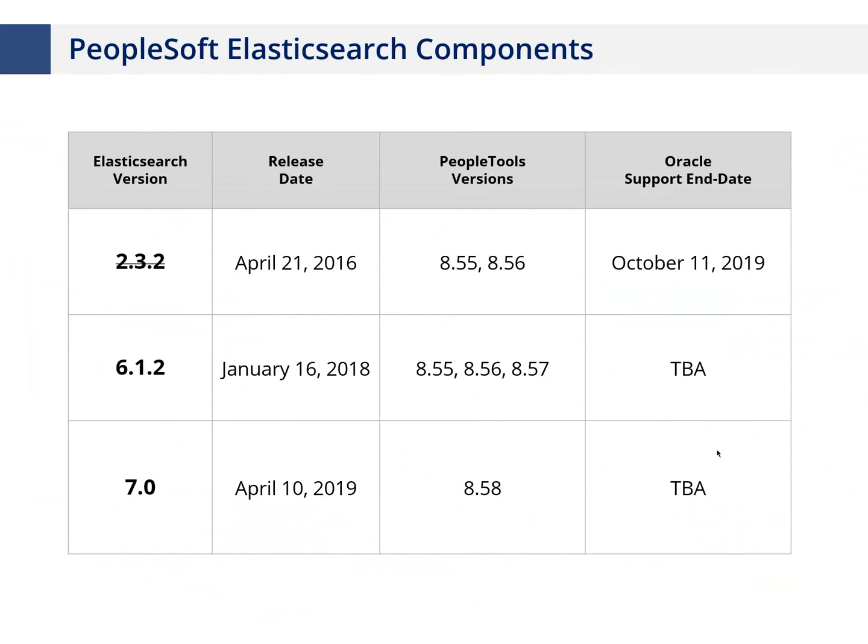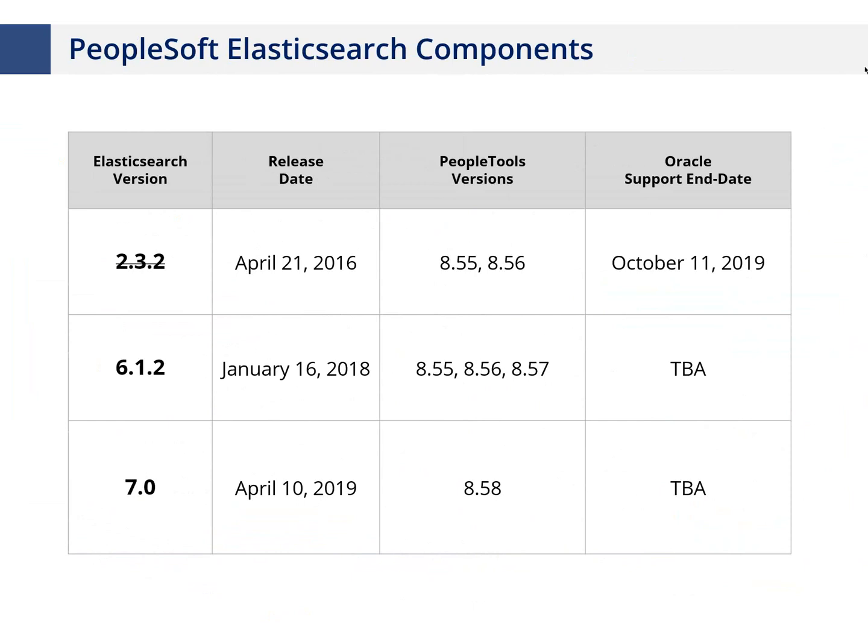So when we now talk about these releases, they go back a fair ways in terms of dates. So if you're still running an older PeopleTools version and looking at it, 2.3.2 is a fairly old version. So this is not a recent version at all. It was actually released in April of 2016. So if you're on an older PeopleTools version, you're stuck on a very old Elasticsearch version. So that becomes important.